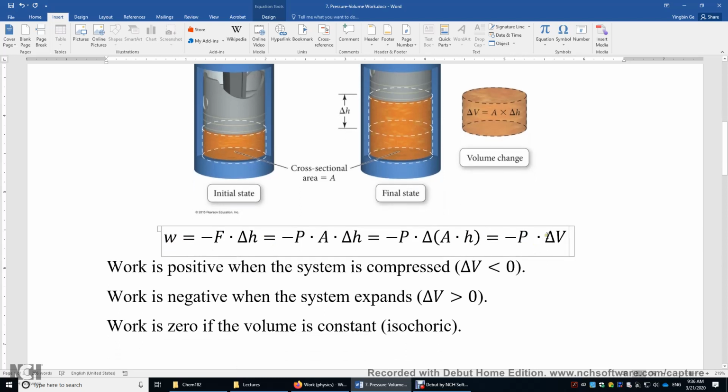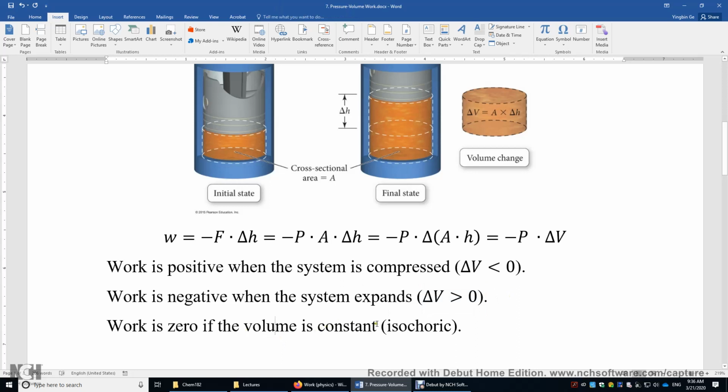And then we obtain this equation for the pressure volume work, which is negative pressure times the change of the volume. Remember, when delta V is negative, that means the system is compressed. Work is positive. The surroundings does work to the system. When delta V is positive, the system expands, and work is negative, again because the system loses energy when doing work to its surroundings.